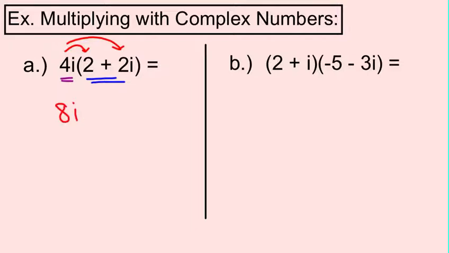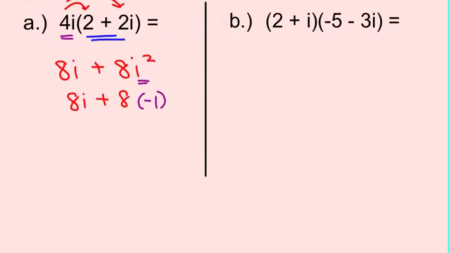And then 4i times 2i is 8i squared. And now I have an i squared that popped up right here. That can be replaced with a -1. Now we'll simplify that. 8 times -1 is -8.